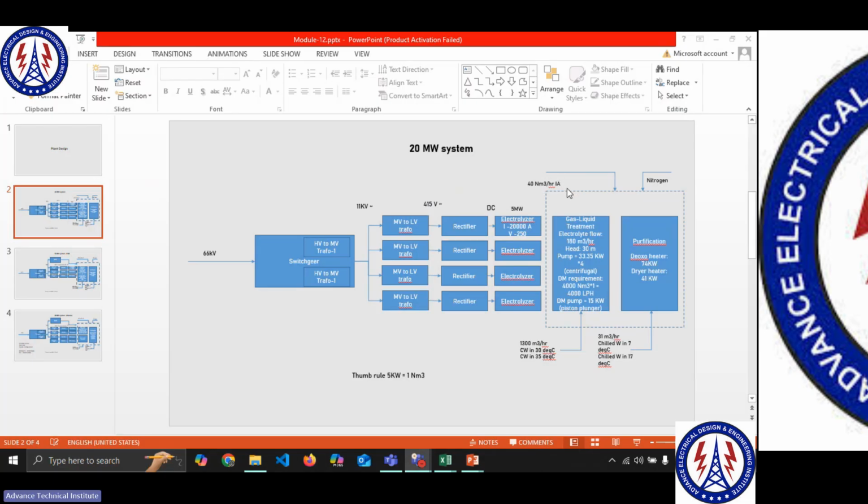This much exercise we need to do. Instrument air calculation, don't worry about it. Discuss into this. And then purification unit chilled water. So we will estimate how much chilled water is good.